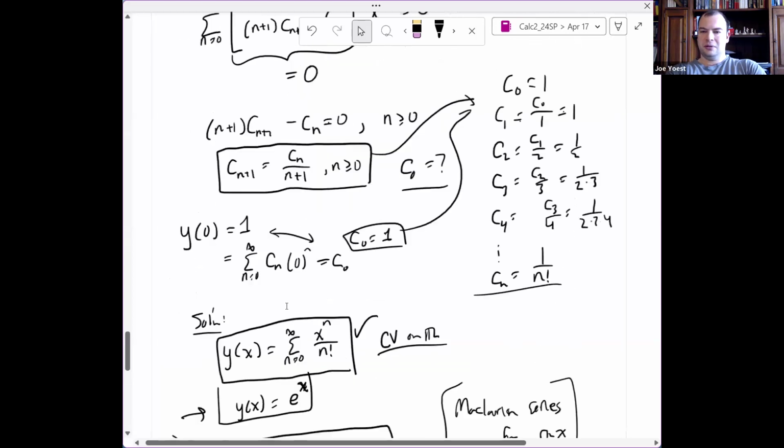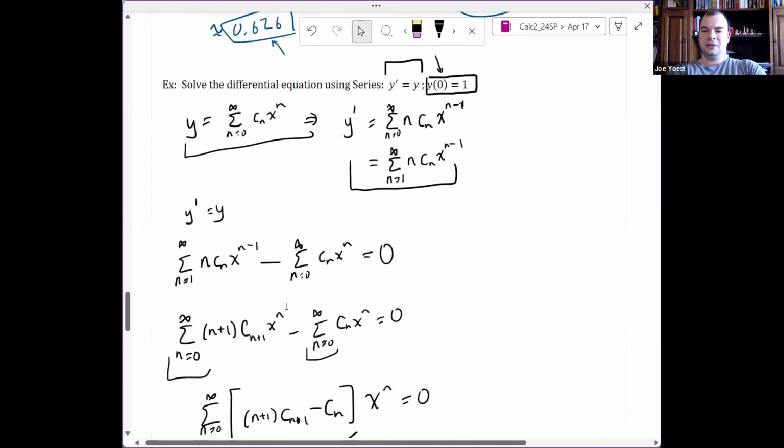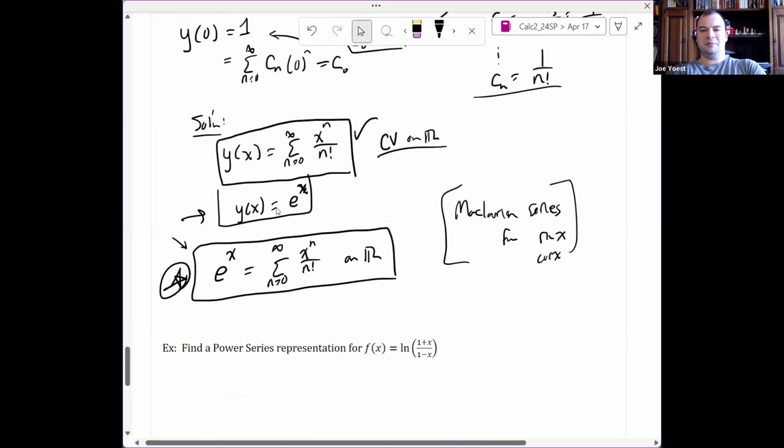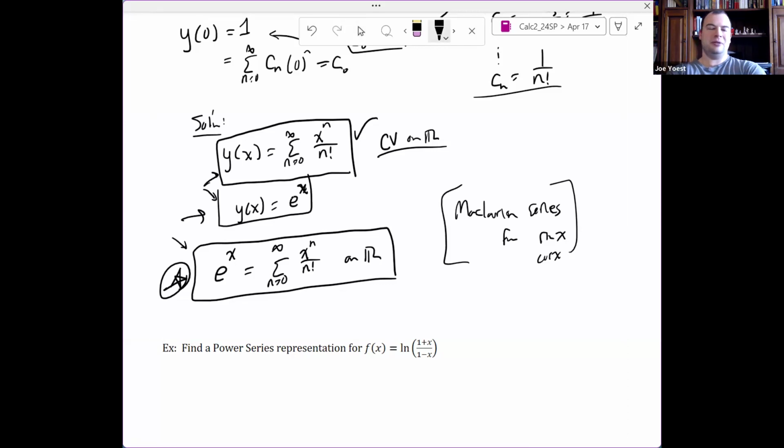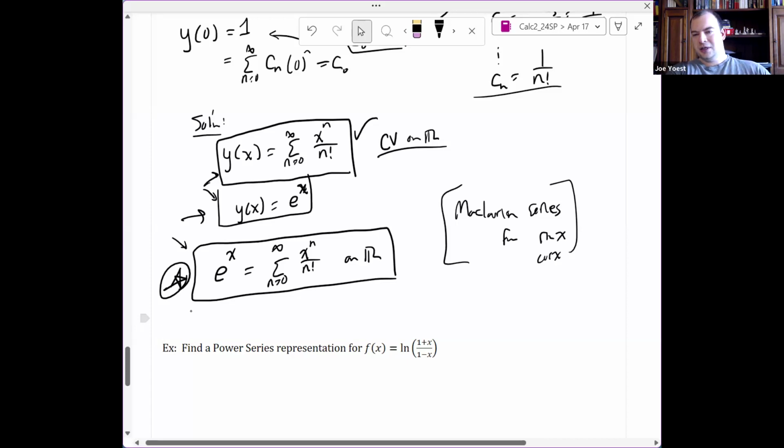But through differential equations, we've matched up e to the x, and of course we're leaning heavily on the uniqueness of the solution here, that these have to be the same function because differential equations under some criteria have unique solutions. So this is a differential equation with a unique solution, so these have to be the same function. We've derived a power series representation for e to the x on the whole real line.